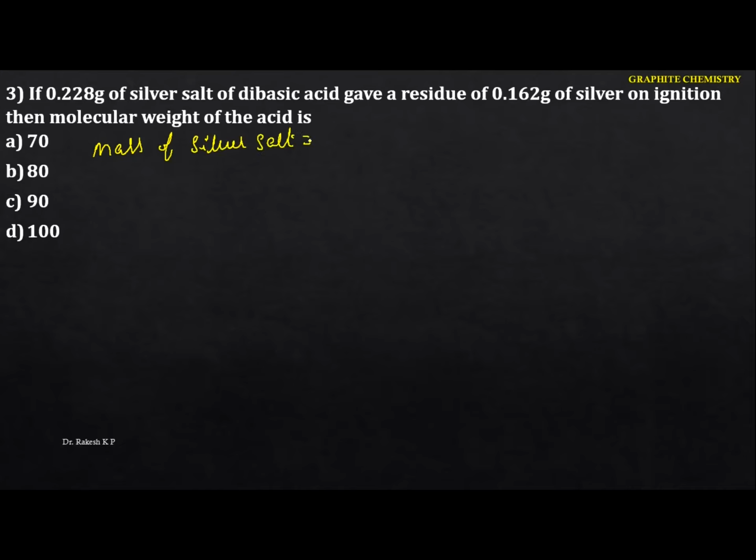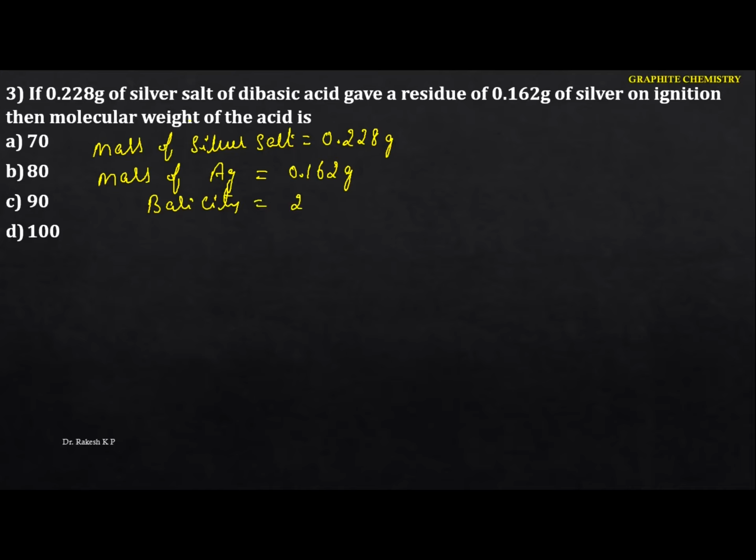What they have given in this case is 0.228 gram. So this is the first one. And next, again I'm going to write the given, that is the mass of silver, 0.162 gram. And also they have given the basicity, that means it is a dibasic acid, hence the basicity is 2. Okay, so these are the given conditions.